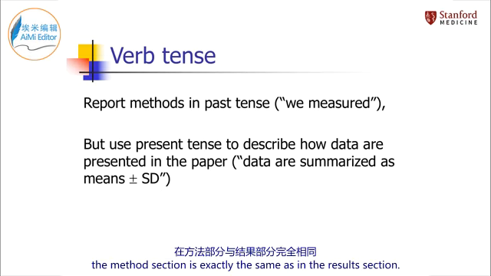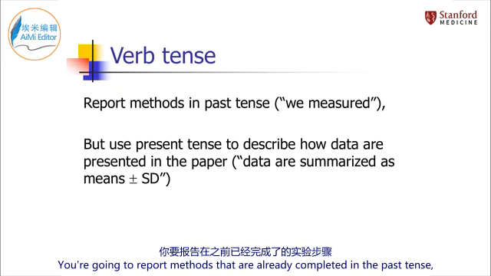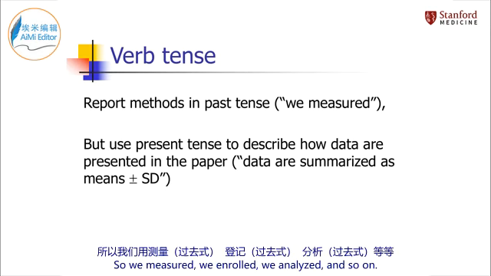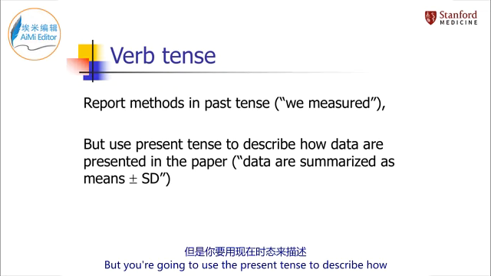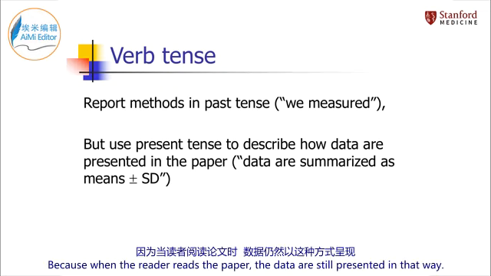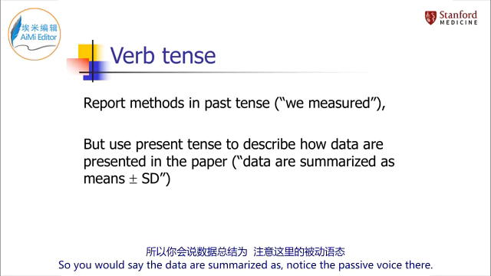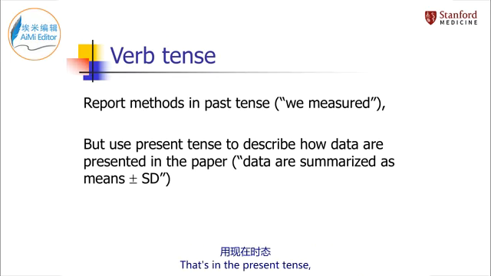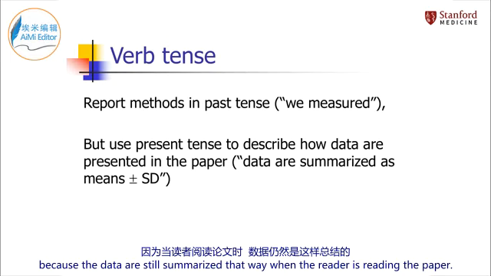The verb tense for the methods section is exactly the same as in the results section. You're going to report methods that are already completed in the past tense because they are already done. So we measured, we enrolled, we analyzed, and so on. But you're going to use the present tense to describe how the data are presented in the paper, because when the reader reads the paper, the data are still presented in that way. So you would say the data are summarized as, notice the passive voice there, that's in the present tense because the data are still summarized that way when the reader is reading the paper.